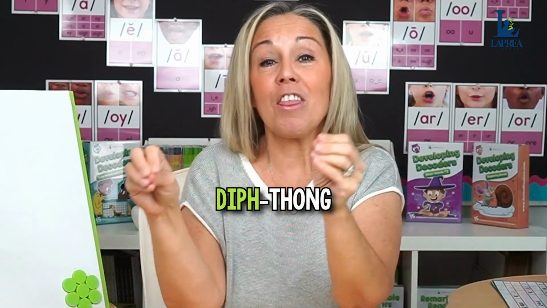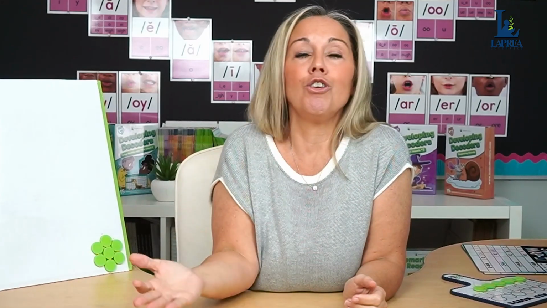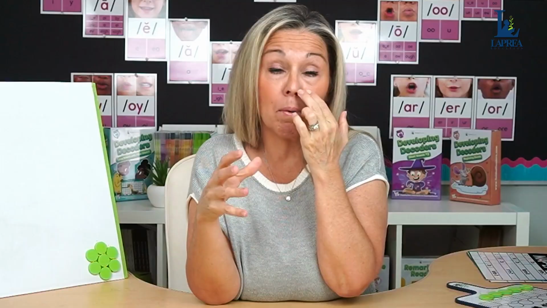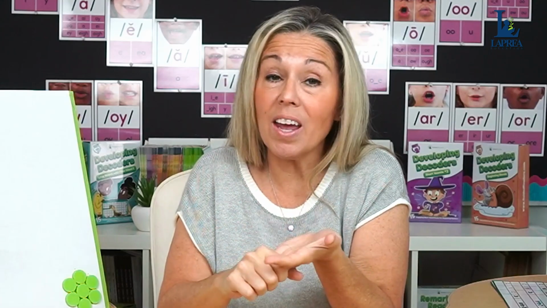Now, if you're not 100% sure what a diphthong is, you are absolutely not alone. Even the pronunciation of the word diphthong can cause some discussion between educators. Unlike the vowel teams we just talked about, diphthongs represent an entirely new sound, a blend of 2 vowel sounds together within the same syllable. A diphthong sound begins with 1 vowel sound and then glides into another vowel sound. Now, diphthongs can be found at the beginning, the middle, or the end of words.